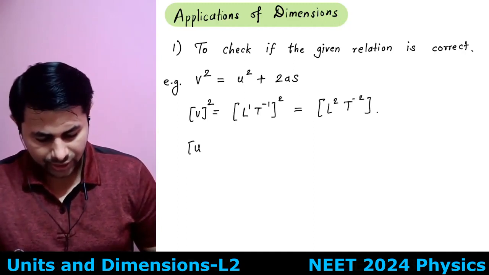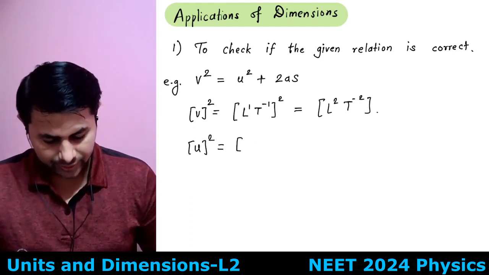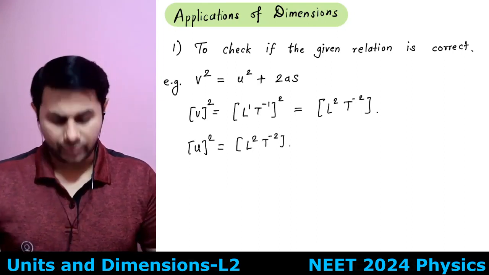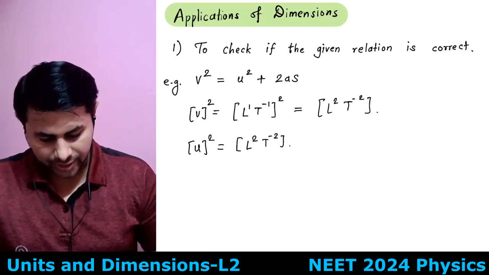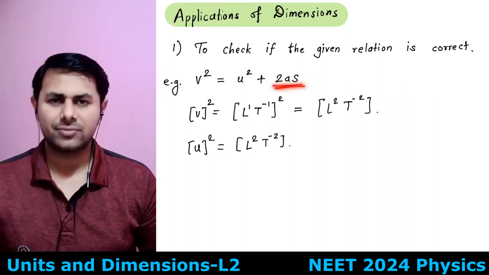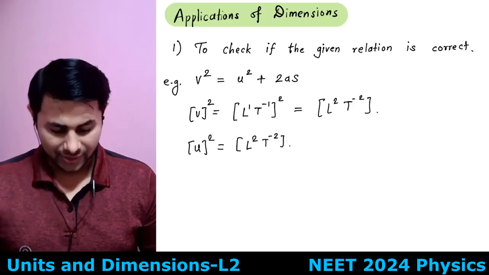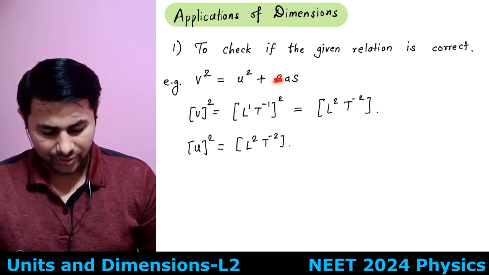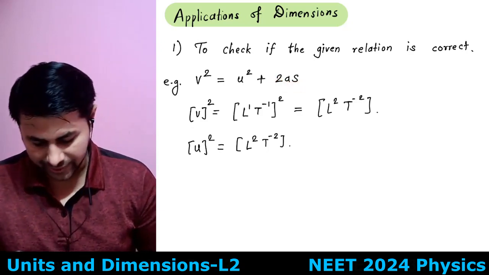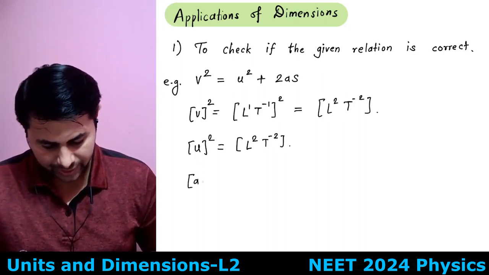And u is the initial velocity, so it is also velocity and will have the same dimensions, L^2 T^-2. The same for u square. Then here I have 2 times a multiplied by s. The 2 doesn't have any dimension. It is a dimensionless number, a dimensionless coefficient. So we have to find the dimensions of a multiplied by s.